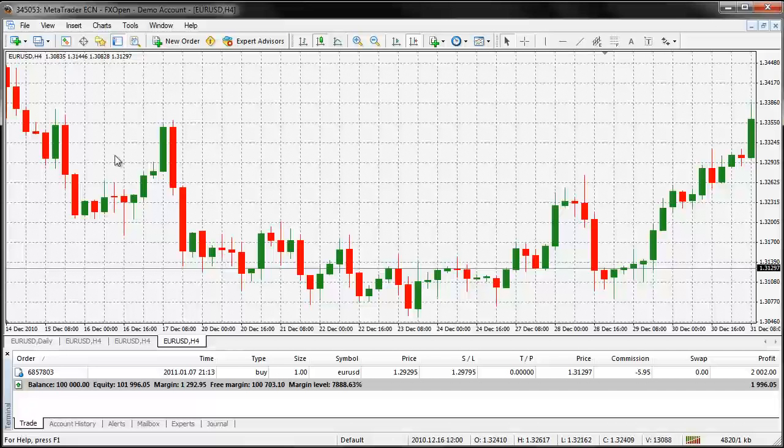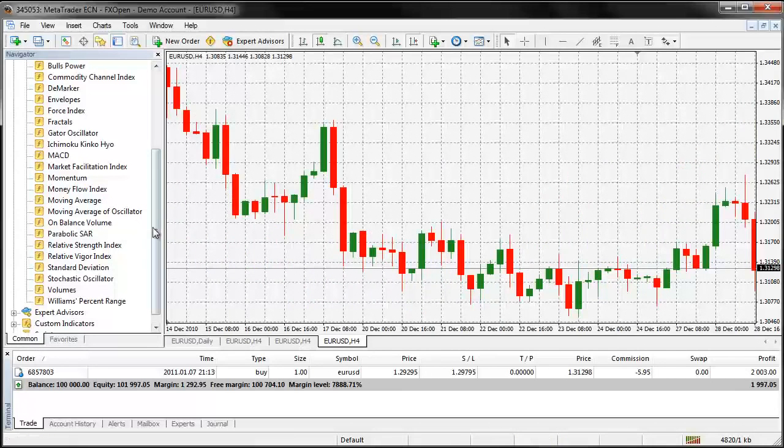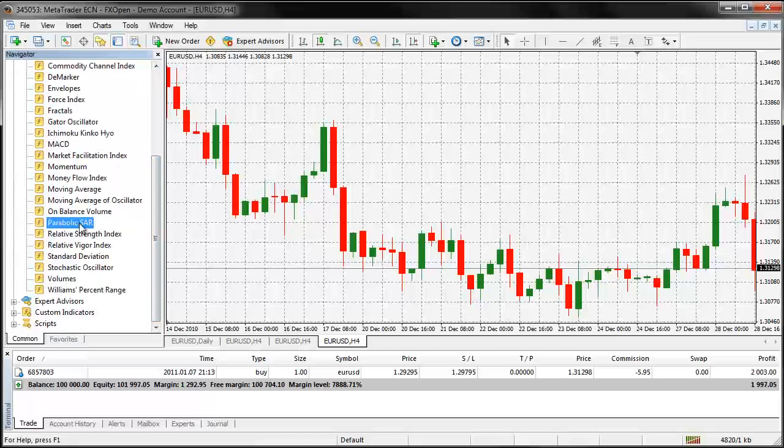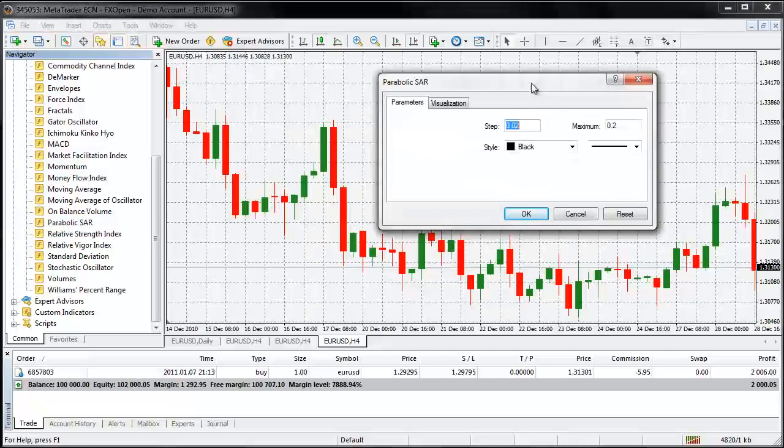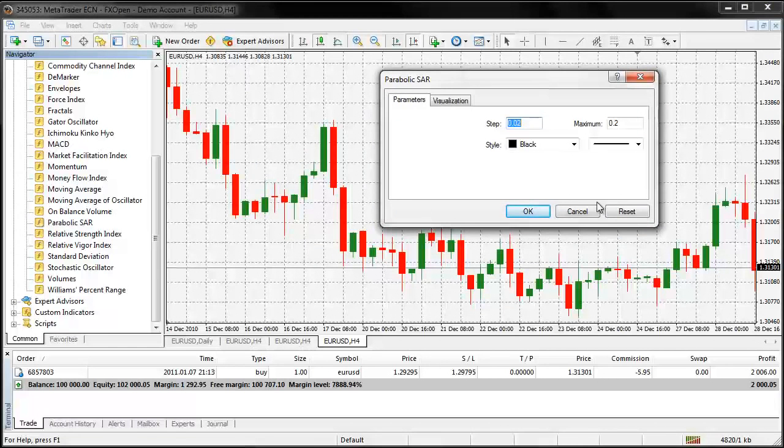In this particular video we're going to talk about the Parabolic SAR. The SAR stands for stop and reverse. Now this indicator is not all that great. It does require you to think out of the box a little bit. This is what it's going to look like.